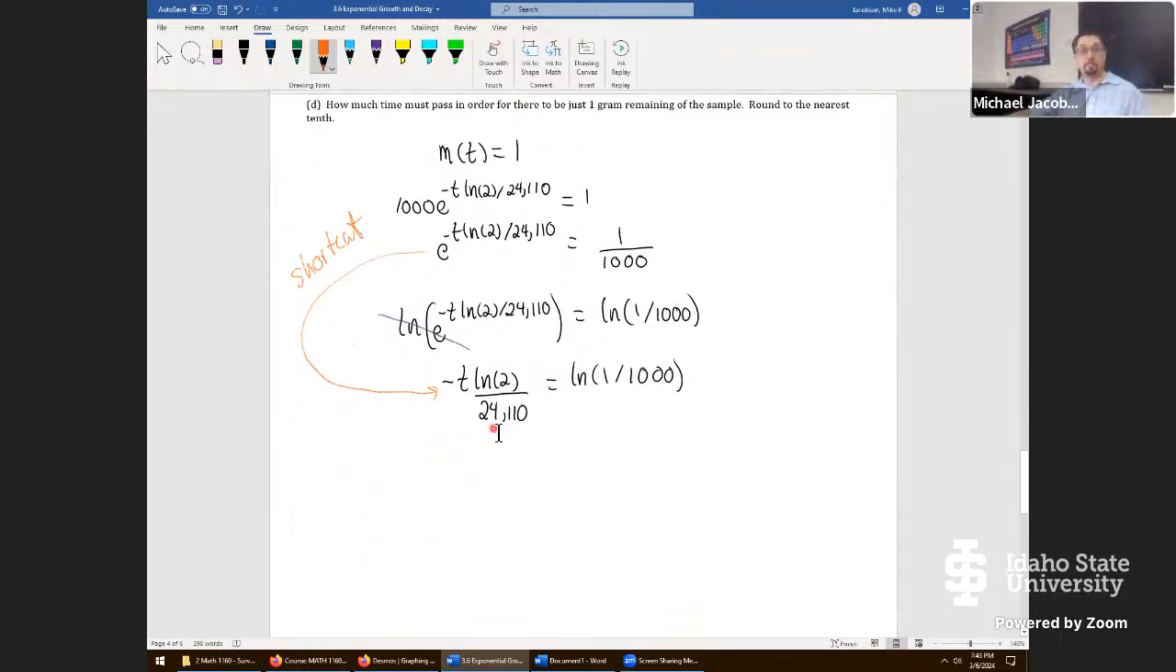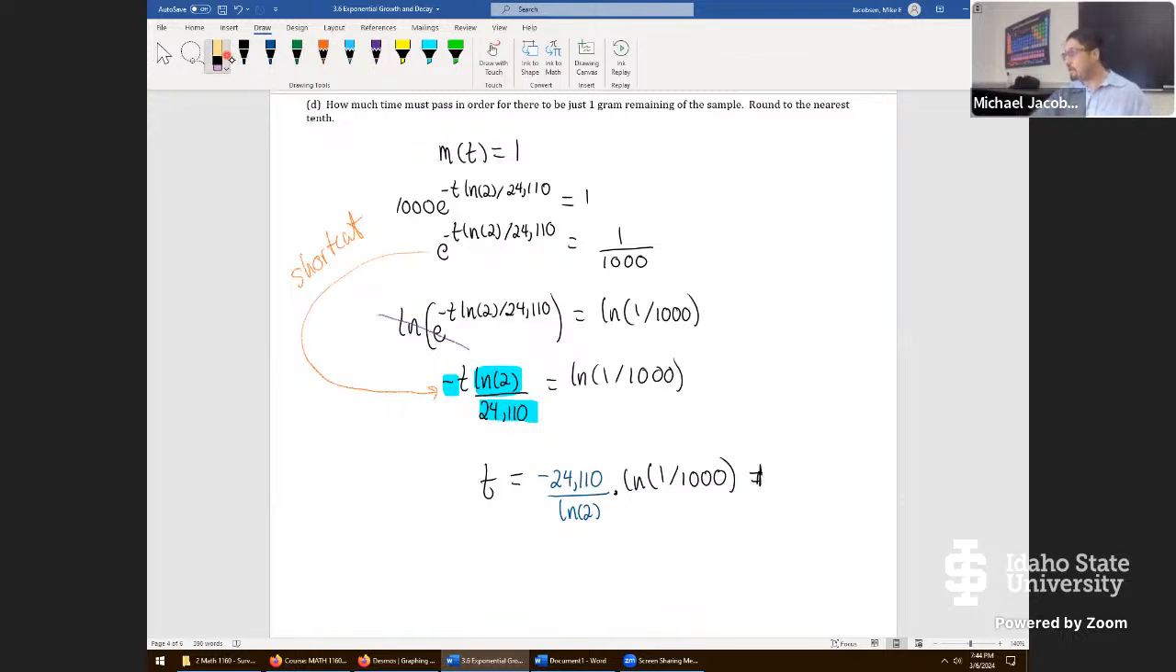Then finally, once we get here, we'll use the same kind of idea. T is immediately solved by multiplying by the reciprocal of all of this stuff, including the negative sign. So it'll be negative 24,110 divided by natural log 2 times natural log of 1 divided by 1,000. And because we have an expectation about this time value, we know that this had better be in terms of hundreds of thousands of years.